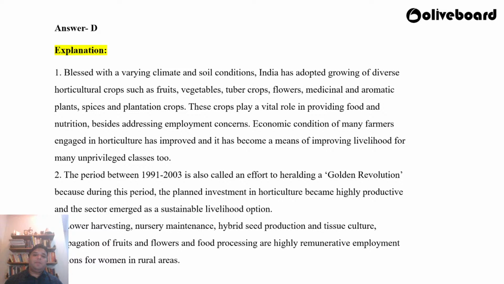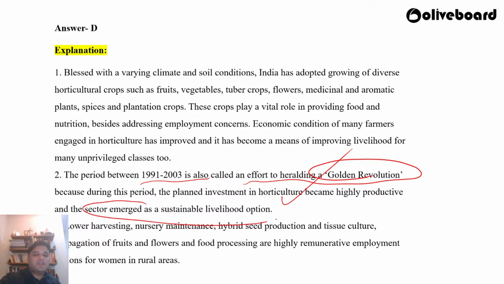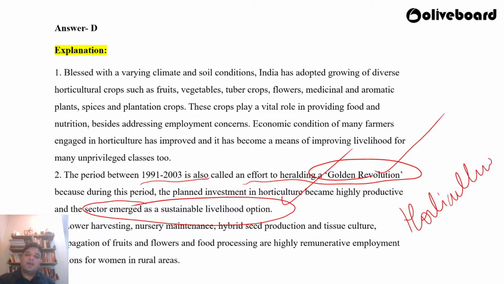So, the period between 1991 and 2003 is called an effort to heralding a golden revolution. Okay, because during this period, the planned investment in horticulture became highly productive and the sector emerged as a sustainable livelihood option. Exam में आपको पूछा जा सकता है कि golden revolution is associated with what? So the answer to that would be horticulture, right?